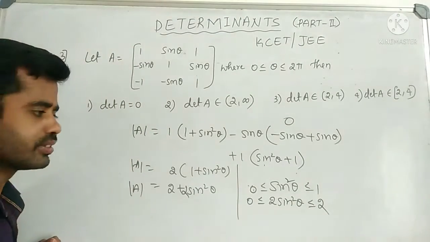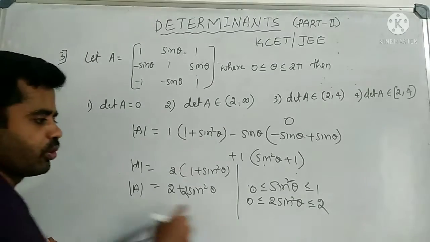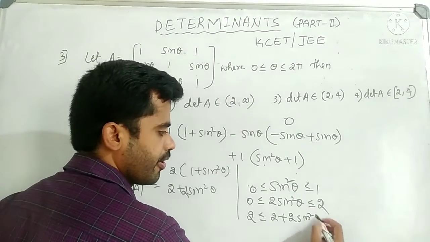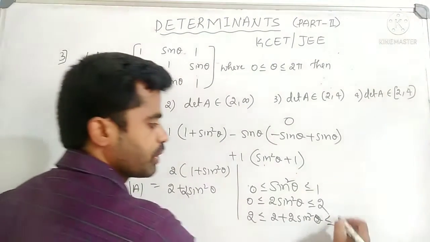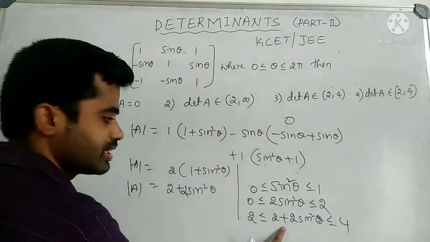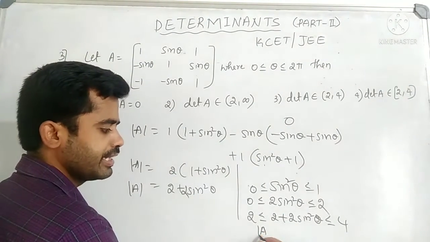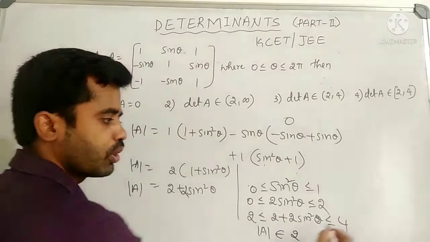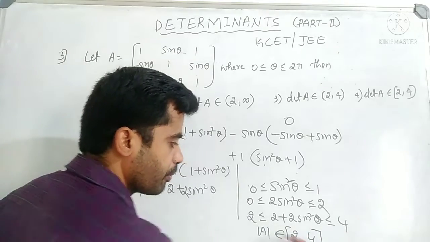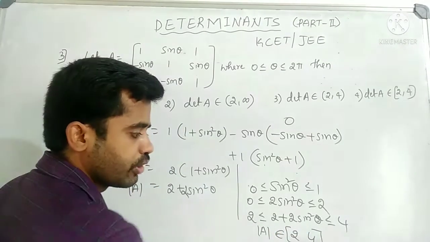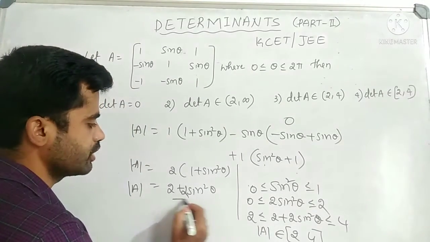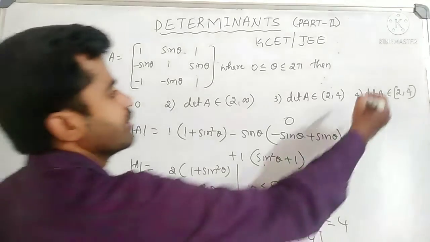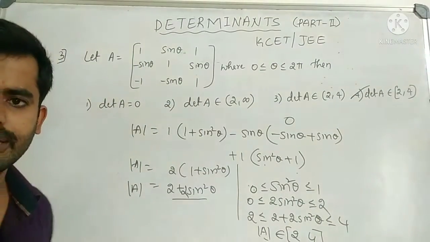Now we need 2 multiplied by that, so 0 is less than or equal to 2 sine square theta, which is less than or equal to 2. Then add 2 on both sides: 2 is less than or equal to 2 plus 2 sine square theta, which is less than or equal to 4. This is the determinant of A. So determinant of A lies in the closed interval 2 to 4, including 2 and including 4. Which option? The fourth one. Let me move on to the next one.